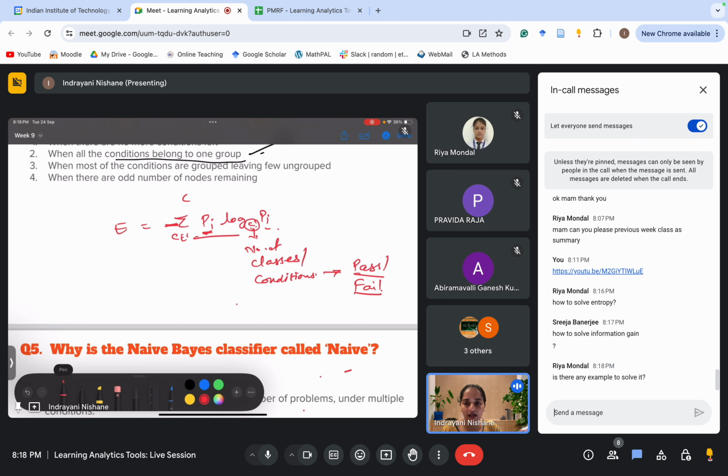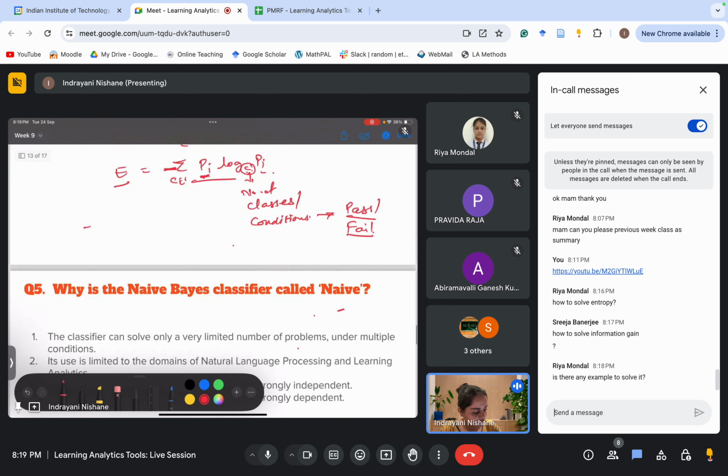Pass, fail: calculate the probability, calculate log to the base number of classes. Generally the number of classes is 2 only. For attendance also: attendance greater than 50%, attendance less than 50%; 2 assignments solved, more than 2 assignments solved. So generally there will be 2 classes. You have to find the probability of a student belonging to that particular class, and then log to the base 2 of that probability. So this is the entropy formula.